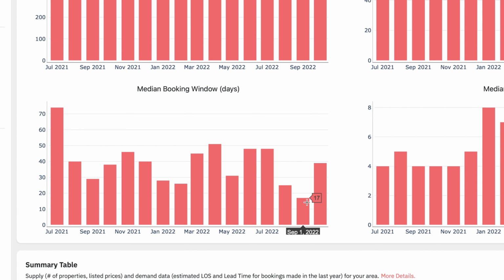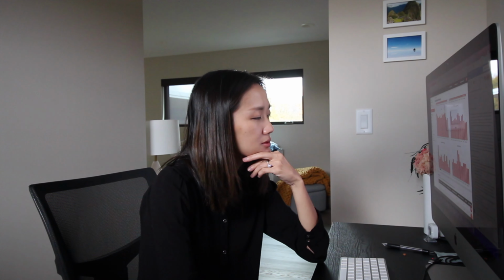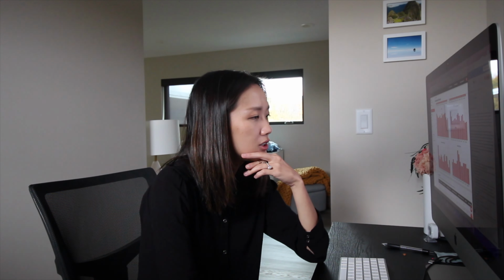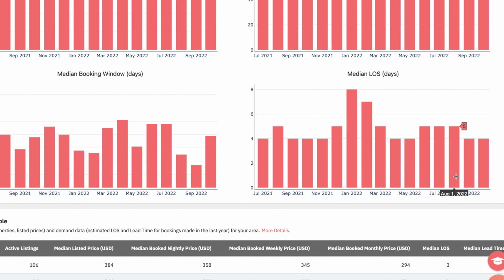Median booking windows, let's see here. September was 17 days this year versus 29 days last year, but more people are booking last minute, which I think usually also translates to the lower revenue, just because usually prices are set lower as it becomes a little bit more last minute. Okay. Median length of stay seems very consistent. Okay, good to know.